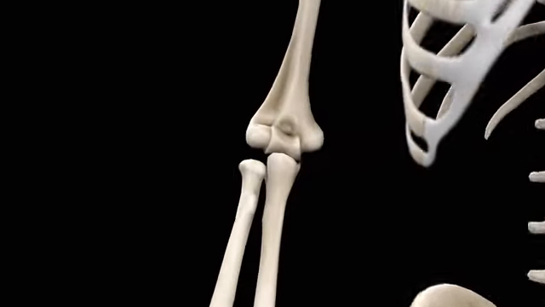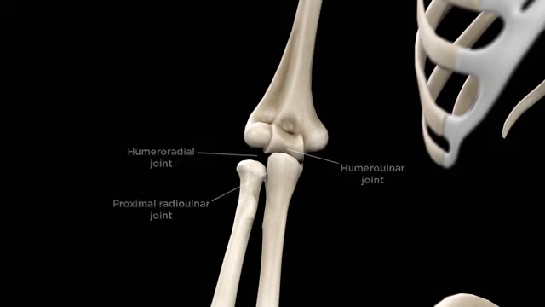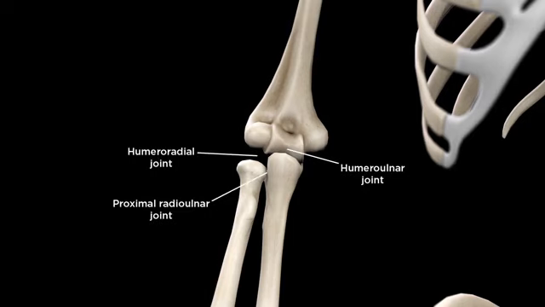The distal humerus is quite complex, and that's because it articulates with both the radius and the ulna, and for two different purposes. The elbow is really a group of three joints: the humero-ulnar joint, the humero-radial joint, and the proximal radio-ulnar joint. So let's look at each one.